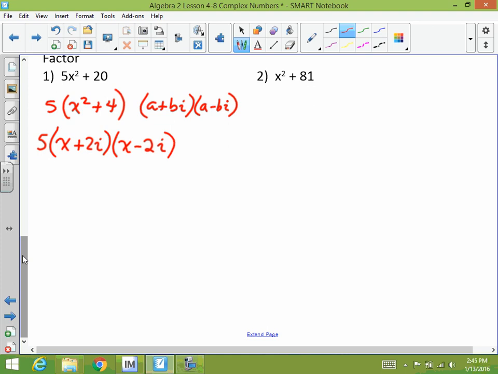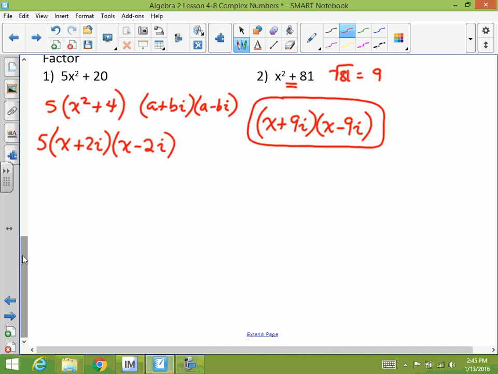So before, remember when I said you can't factor the sum of a perfect square? You can't factor the sum of a perfect square into a real number solution. You can factor the sum of a perfect square into an imaginary number solution. So here, number 2, I'm looking at this, and the square root of 81 is 9. How do I get rid of the plus? I'm going to have an x plus 9i and an x minus 9i. Simple as that. And I'm done. That's the solution to that problem.